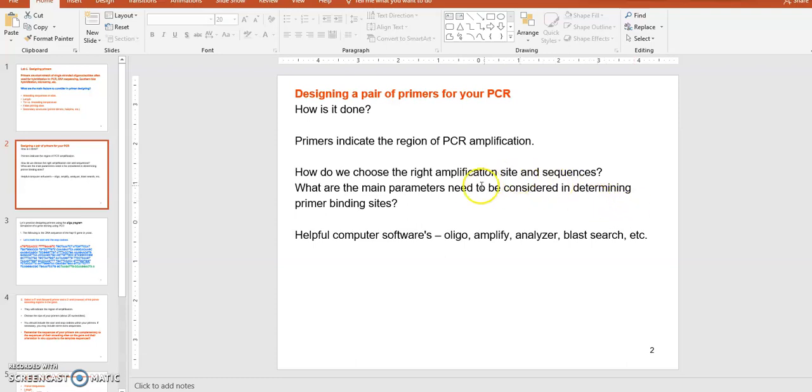When you design your primer sequences, you may want software that can analyze secondary structures and things like that. These are the names of software you can use, like Oligo software, amplifier software, analyzer software, BLAST search, and things like that.